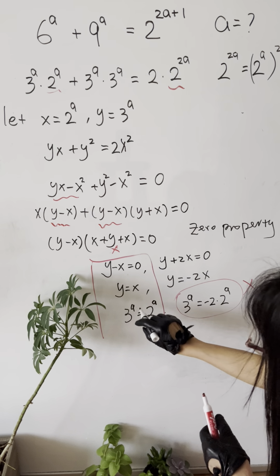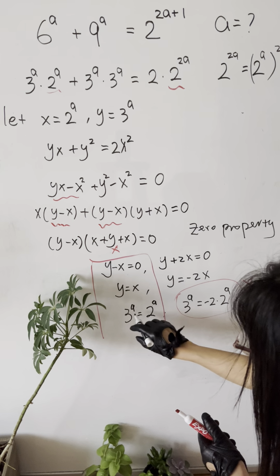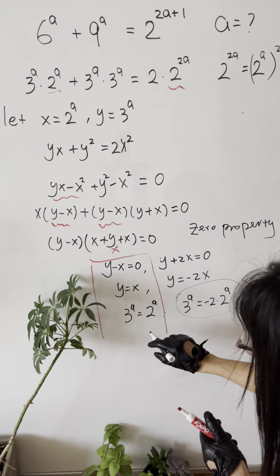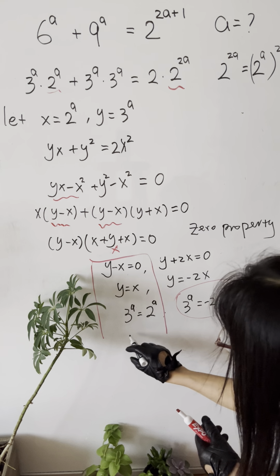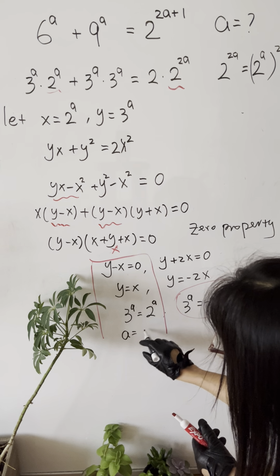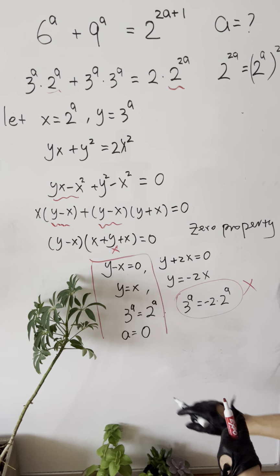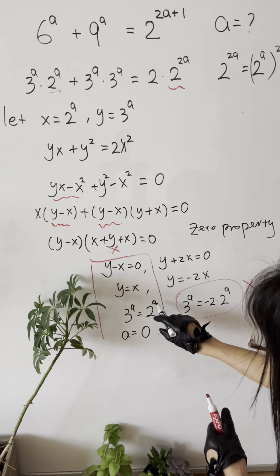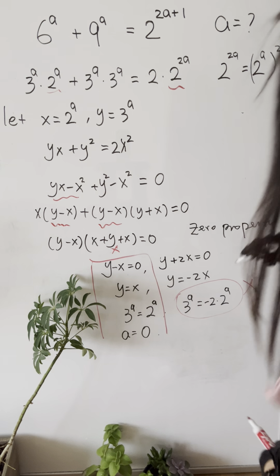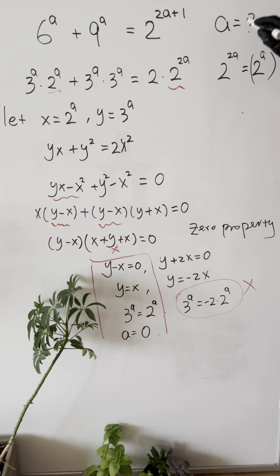Well, the exponents are the same, 3 raised to a, 2 raised to a, but the bases are different. So the only possible solution is a equals 0. Because 3 raised to 0 is 1, 2 raised to 0 is 1. So the solution for a, in this case, is 0. One solution.